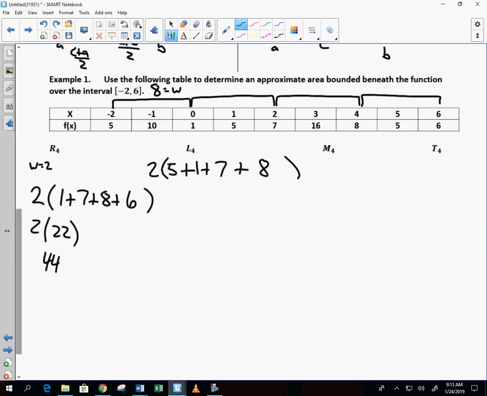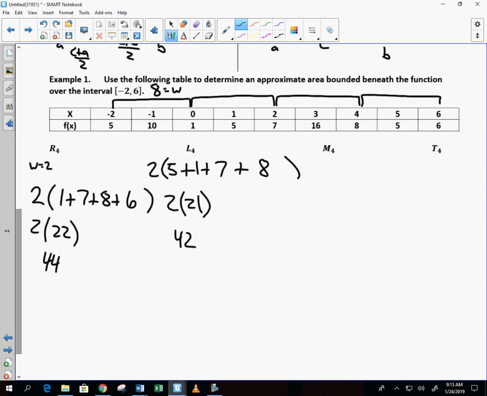So the right hand and the left hand really aren't that much different except for the first term and the last term. Got that? So I have 2 times, let's see, 6 plus 15 is 21, and I get 42. Any question there?